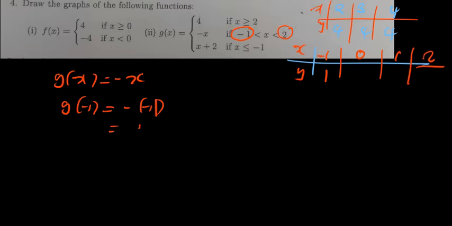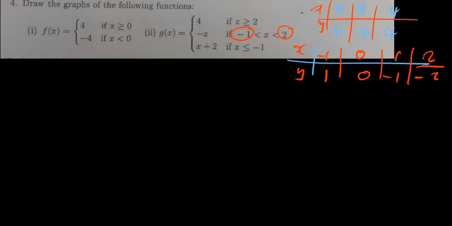Okay, let's go to the next one. If I plug in 0, it's going to be 0. If I plug in 1, it's going to be negative 1. If I plug in 2, it will be negative 2. Then I'm done with that one.